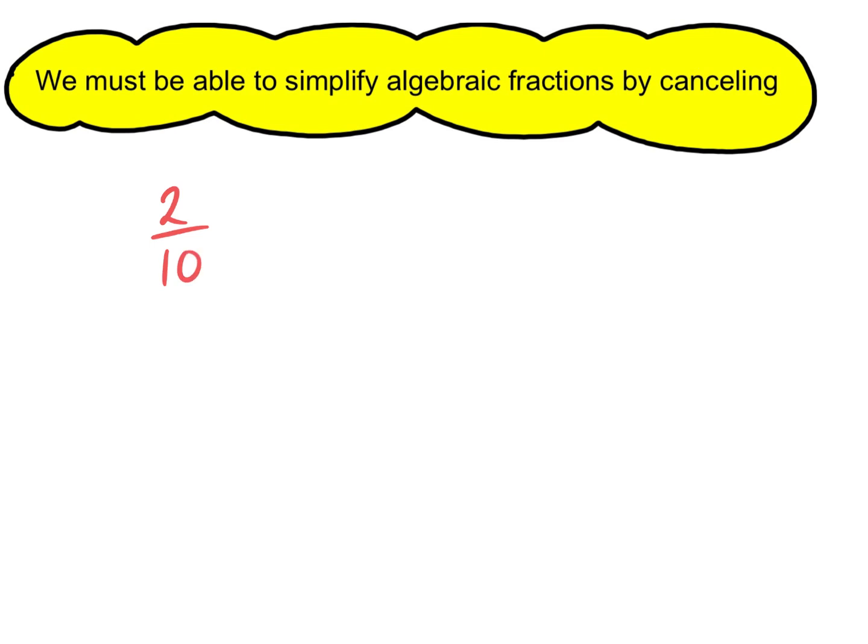If you were to do this, we probably wouldn't do this by cancelling. We would do this by recognising that both of these are in the 2 times table, and what we would do is divide by 2 and divide by 2. That would give me 2 divided by 2 is 1, and 10 divided by 2 is 5, and that would simplify down to that. Now, what we're going to look at next is an algebraic example.